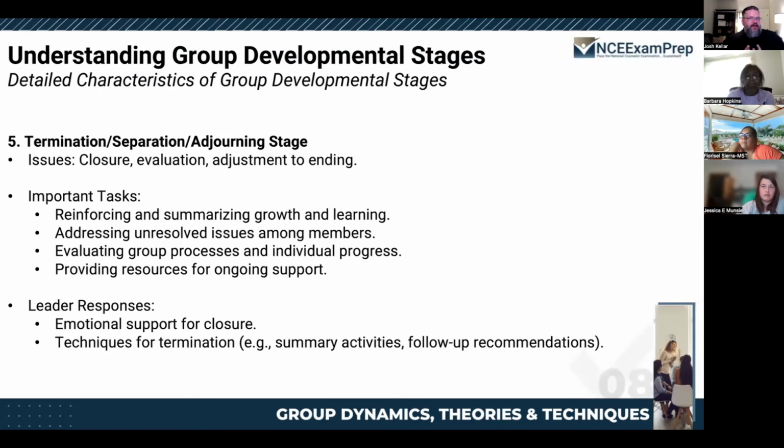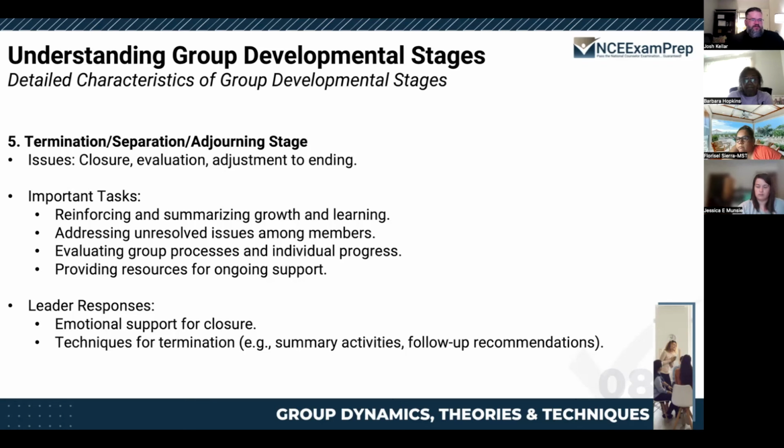And then finally, we have the termination, separation, adjourning stage. So primary issues: closure, evaluation, adjustment to ending, right? We're getting ready to close the group up, and there can be some anxiety sometimes related to that. So important tasks: reinforcing and summarizing growth and learning. This is kind of where we just celebrate the wins and recapture, here's what we talked about. Addressing unresolved issues among members, right? Are there any loose ends that we need to wrap up? Evaluating group processes and individual progress, and then providing resources for ongoing support.